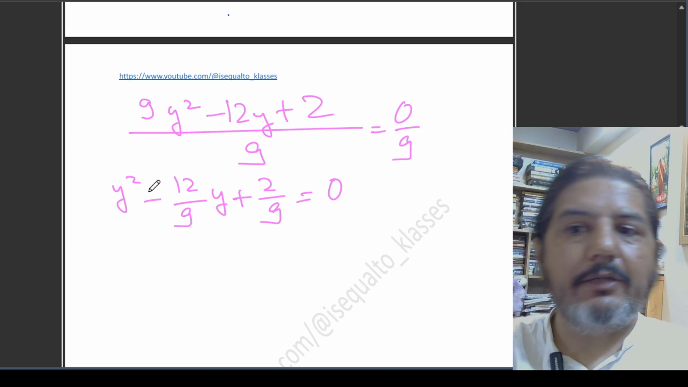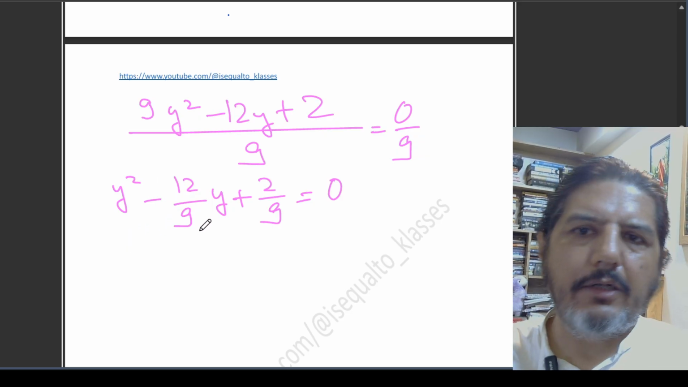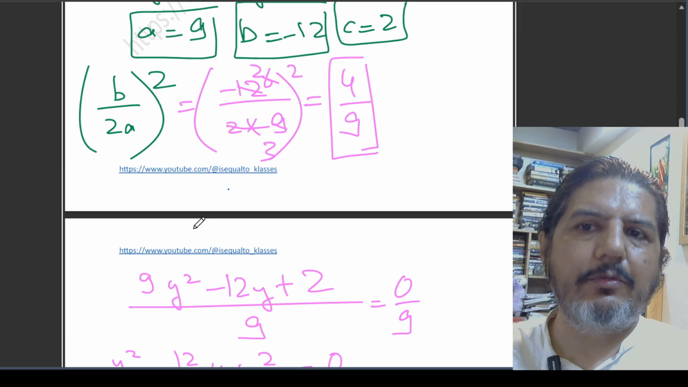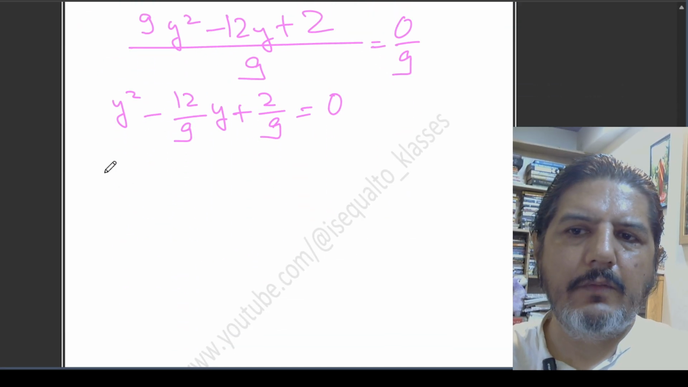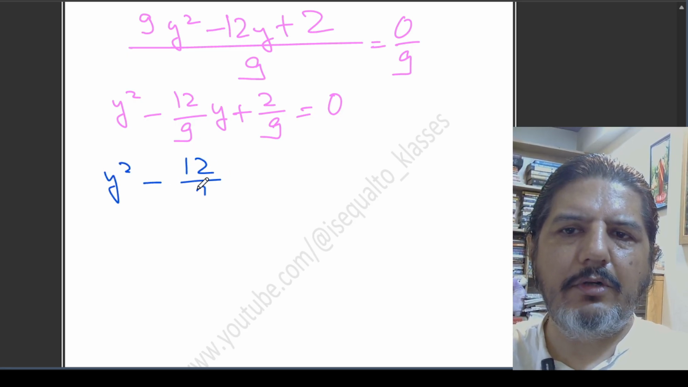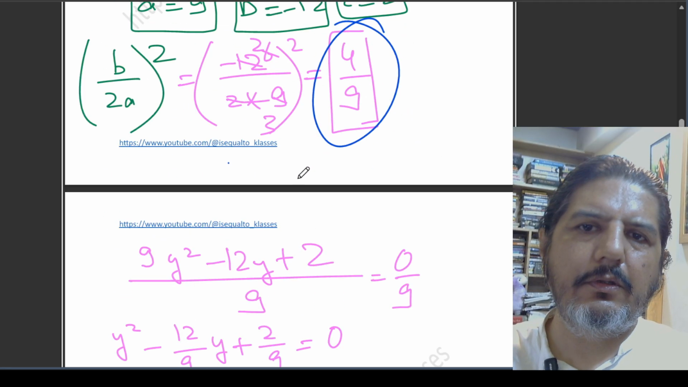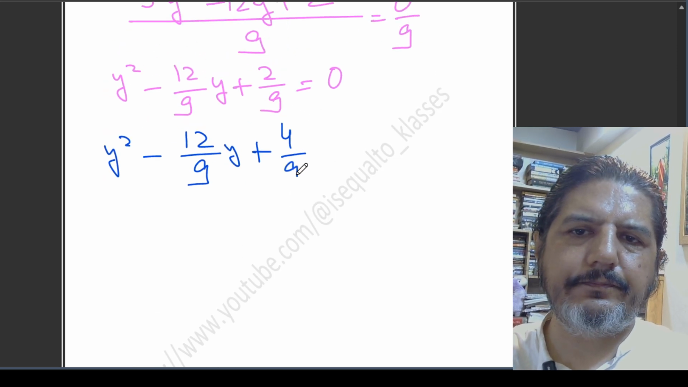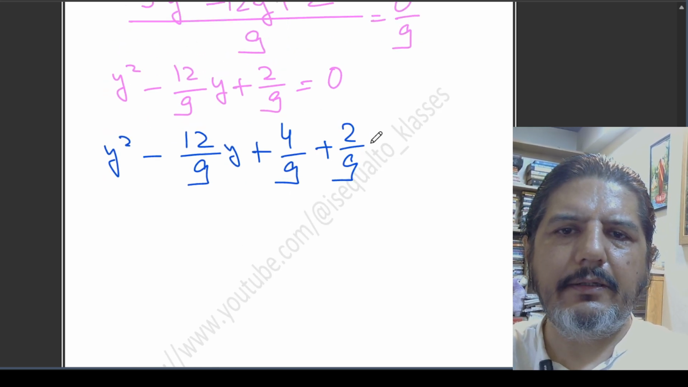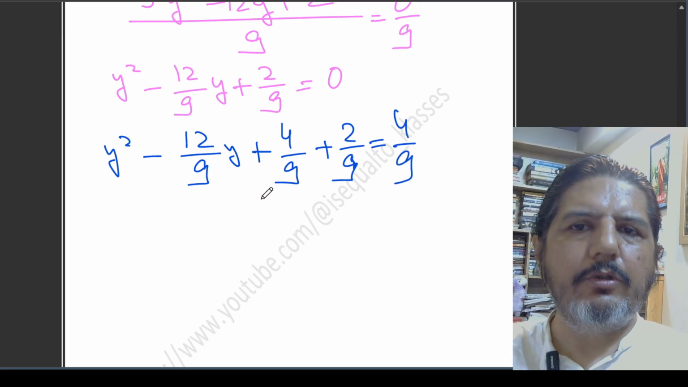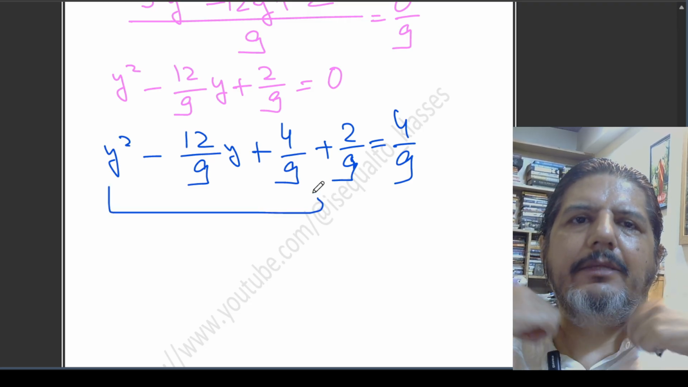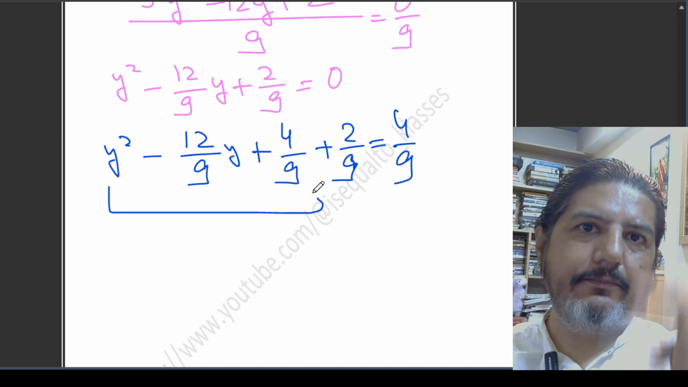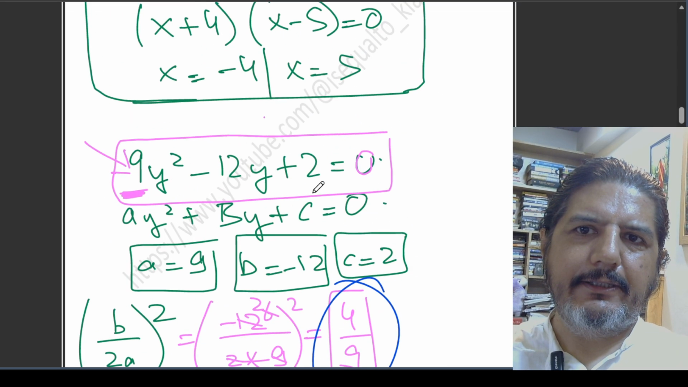But now what I have done is my coefficient of y square has become equal to 1. Now I have this factor of b upon 2a whole square, which is equal to 4 by 9. I'll add this 4 by 9 on both sides of the equation. So y square minus 12 upon 9y plus 4 upon 9 plus 2 upon 9 is equal to 4 upon 9. Now do remember that whatever factor that we have added, that will help us make the x plus a whole square thingy that we had done here.